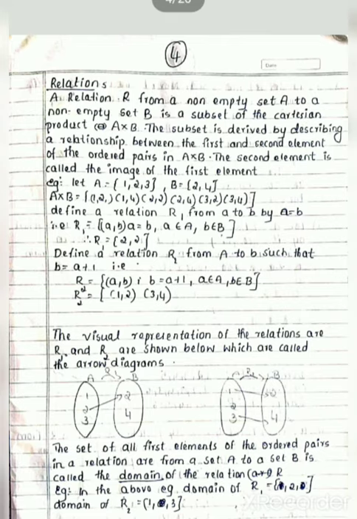Next, visual representation of relations R1 and R2 as shown in the figure. I hope you can understand. This diagram is called an arrow diagram. Two sets are represented by ovals, or you can write circles also, and the relation is pointed there by arrows. Relations are marked by arrows, so this is called an arrow diagram. Observe R1 and R2 marked there.